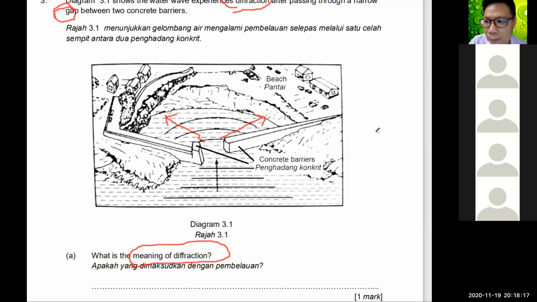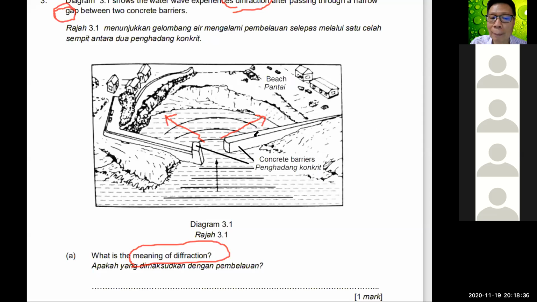The direction of propagation of the wave. Correct. The direction changes. You see the direction changes: here straight, then here it goes here. Direction changes. Besides direction, what else? Amplitude.